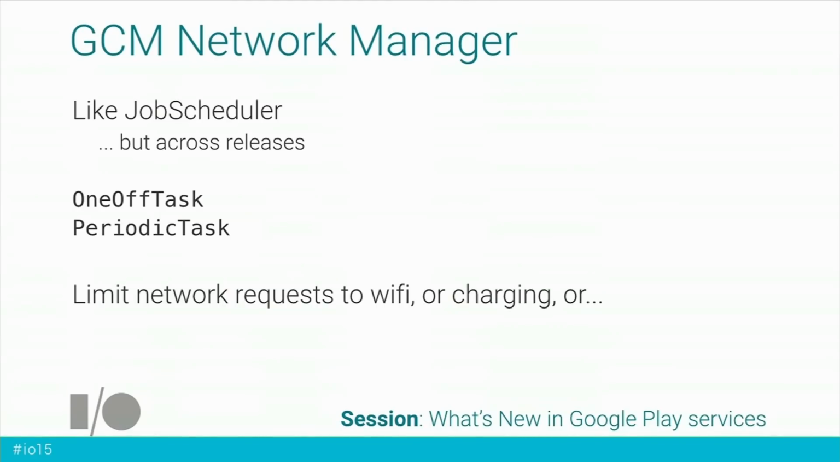GCM Network Manager takes that same idea and extends it to releases prior to that. So everybody that's opting into the system, it'll be able to batch up all of those requests together. Then on L, it will use the underlying job scheduler technology and APIs, but on previous releases, it uses its own home-rolled implementation. I'm going to use the word implementation, that works a little better in this context. So it's going to use its own stuff internally prior to L, and you're going to get similar functionality across many releases. So check that out.